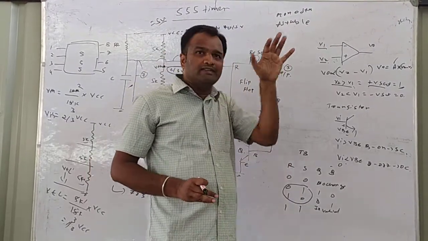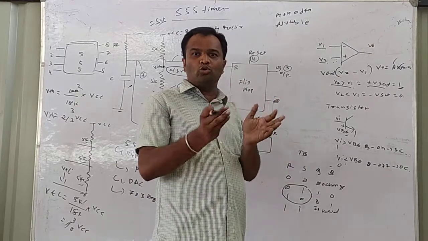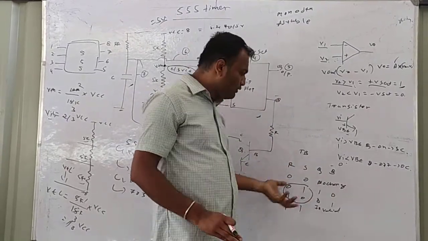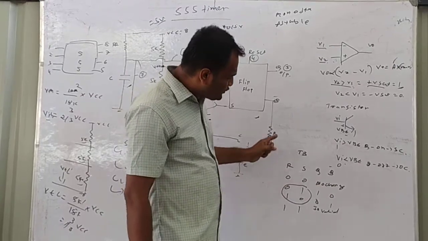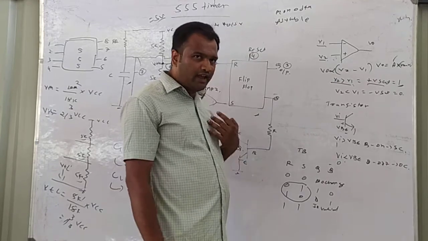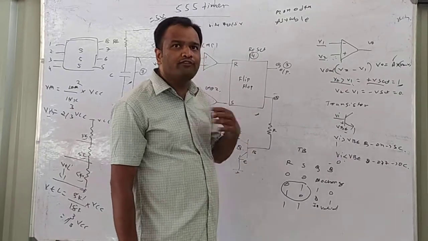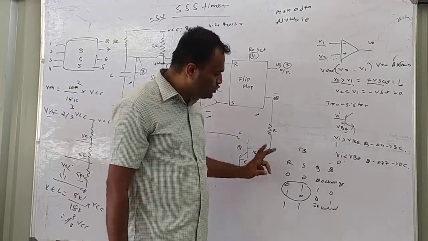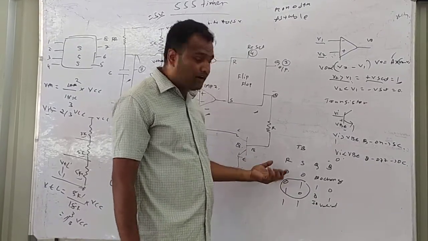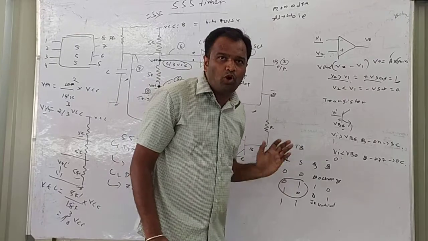You will not get 0 0 or 1 1. It is always 0 1 or 1 0. That means it's complementary. The output of a flip-flop is complementary. Now if you see the truth table of the RS flip-flop, we have four combinations. Again I am repeating, we don't want four different combinations. We just need only two combinations, that is 0 1 and 1 0. When the R pin, the reset pin, is equal to 1, we will see what is going to happen.